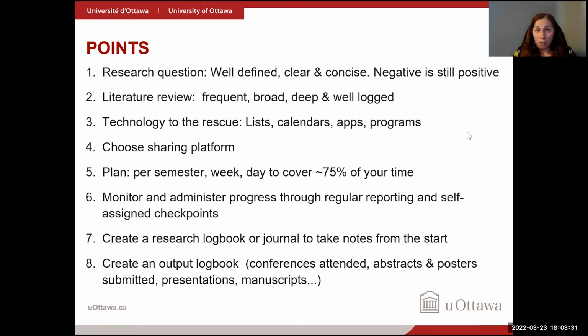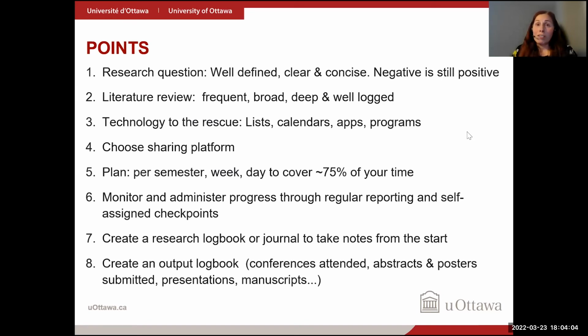Make friends with technology. There are many free available tools to create lists and calendars. There are apps and programs to make your life easier. You have to try and choose between them, to find out which is the most suitable for your specific needs. And some of these apps are also usually provided by the department. So check what they have available as well. And choose a sharing platform early on so that you don't have many files and many versions and you're not sure who got what and who's working on which version. So choose that sharing platform early on in the project.